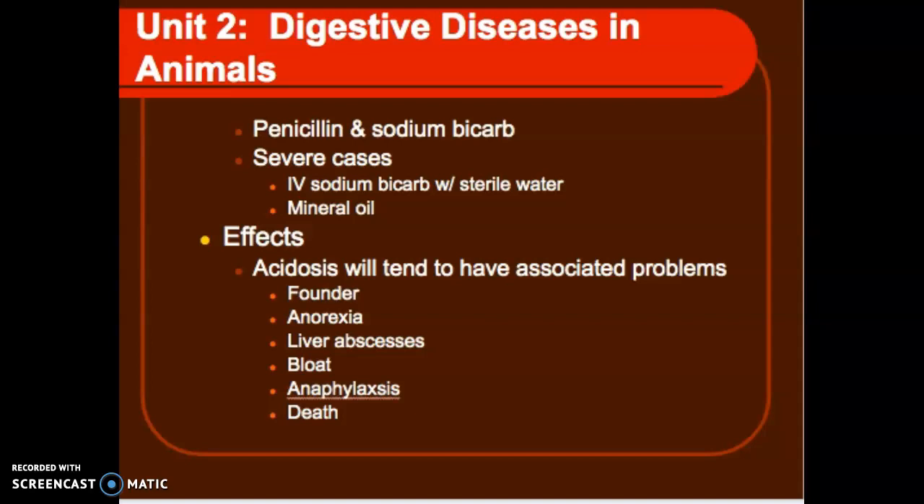Hopefully it's something that you're watching out for, but subclinical acidosis is fairly common in certain cases where we're pushing animals right to the line. Effects associated with acidosis, kind of ancillary things: founder, where we have foot problems, begin to develop, anorexia. Liver abscesses, that happens a lot in feedlot steers. It's somewhat common. You can get bloat, anaphylaxis, which is shock from toxicity, and it can cause death under certain situations, but that's generally unlikely.